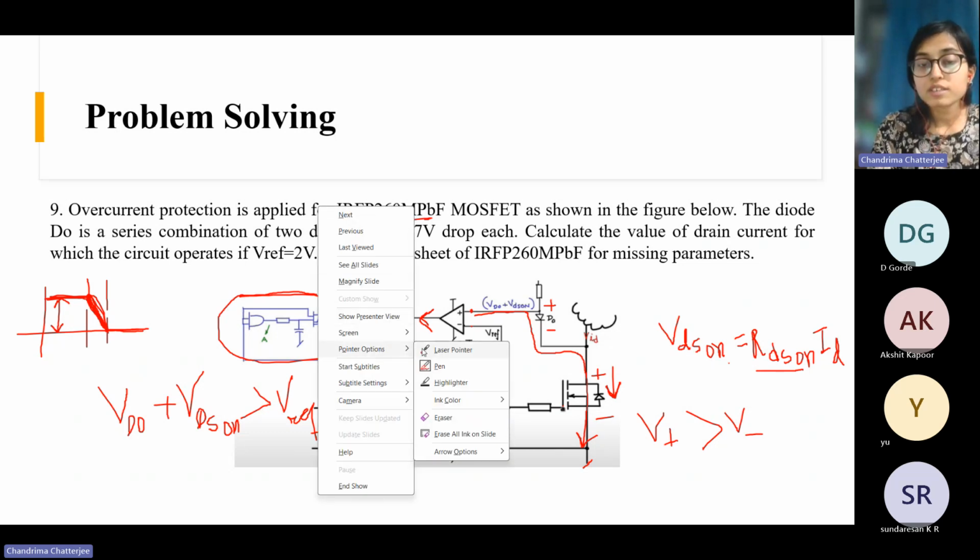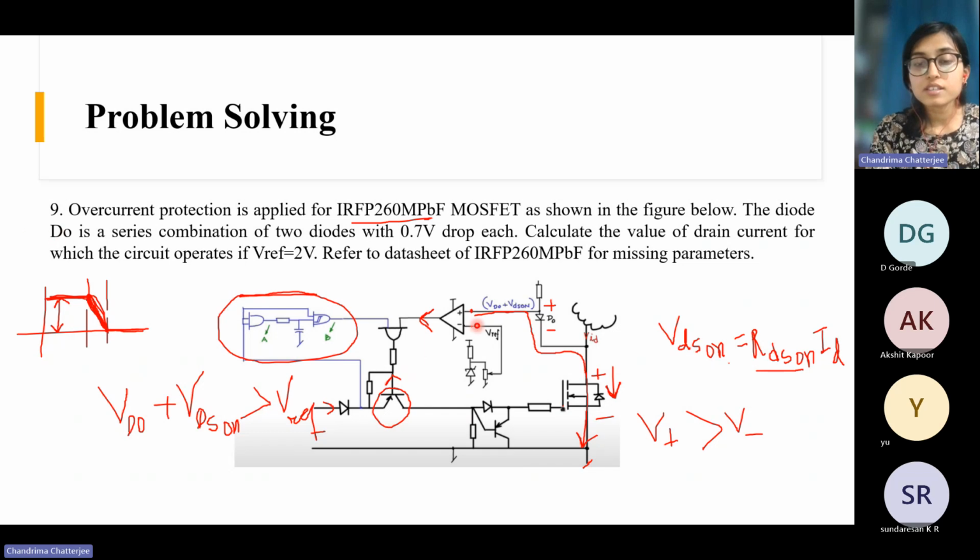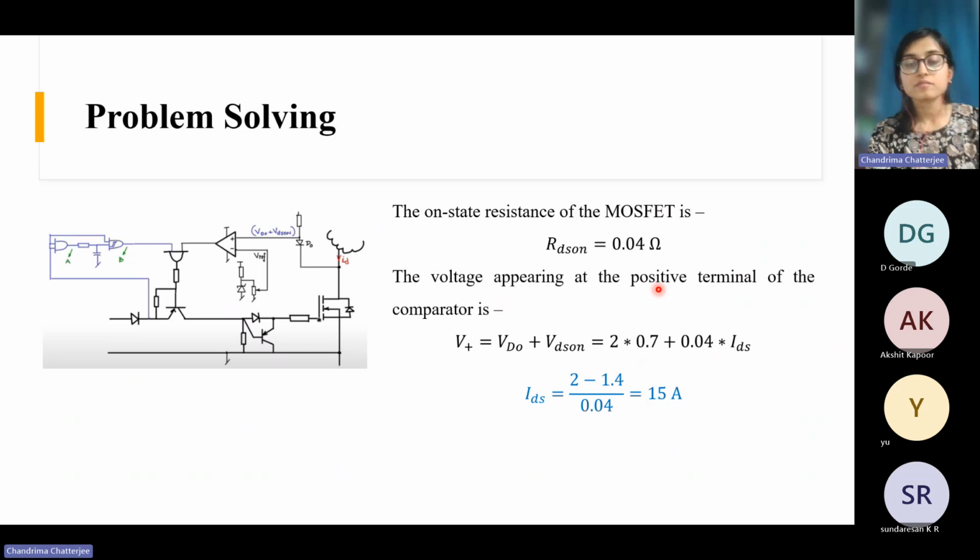So what they are asking, this D0, this diode, is the combination of two diodes with 0.7 volt drop. Calculate the value of drain current at which the circuit operates if VREF is 2 volt. So this voltage is 2 volt, they have given. Now this is very easy. Your RDS on you can find out from the device datasheet. It is 0.04 ohm.